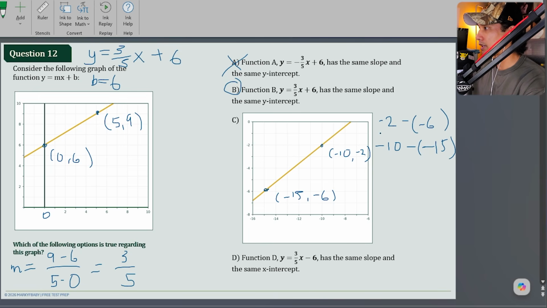And then this equals, this is +6 now, over 4, and then +15 minus 10 is 5. Well, our slope here on this graph is 4 over 5, which is not 3 over 5, almost, but enough to cross it out. And then function D, y is equal to 3/5 x minus 6. Well, no, just visualizing and looking at our graph here, our y-intercept is at 0, 6, not -6. So we can get rid of D, confirming B as the correct answer.